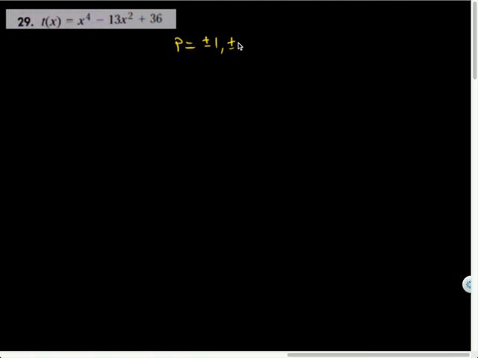So plus or minus 1, plus or minus 2, plus or minus 3, plus or minus 4, plus or minus 6. Wow. Still going. Let's see, 4 goes into it 9 times. 3 goes into it, what's that? 12 times. 2 goes into it 18, and then 36. Oh, I needed a plus or minus on that 36.